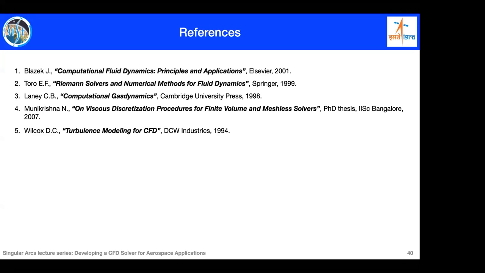And for turbulence modeling, the last reference is by Wilcox. He was the original proposer of the K omega turbulence model, based on which this SST model has also come. So that is turbulence modeling for CFD. This is the last reference. If you are interested, you can go through this. There are many more papers, like infinite papers we can see. But I think these five are good starting points if you want to go here.